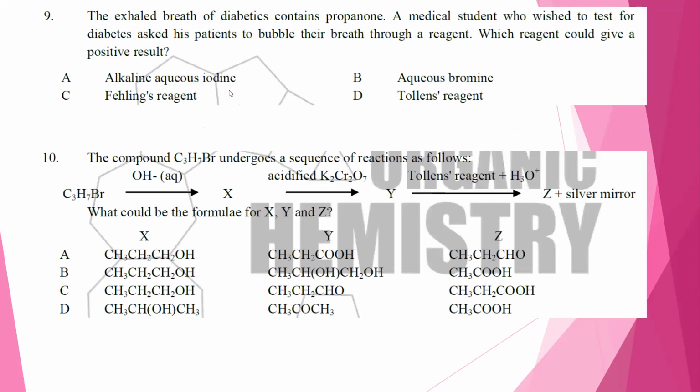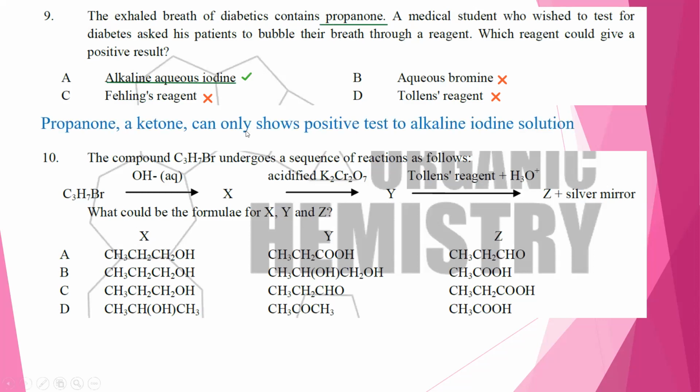The exhaled breath of a diabetic contains propanone. A medical student who wished to test for diabetes asked his patient to bubble their breath through a reagent. Which reagent will give a positive result? Propanone is a ketone. Propanone can give a positive test with aqueous alkaline iodine solution, so it's correct. But does it give a positive test with aqueous bromine? No, because it does not contain phenol. Fehling's reagent also no, because it's a ketone, and Tollens' reagent also no. So the best answer here will be A. Okay, so that is for number 9.